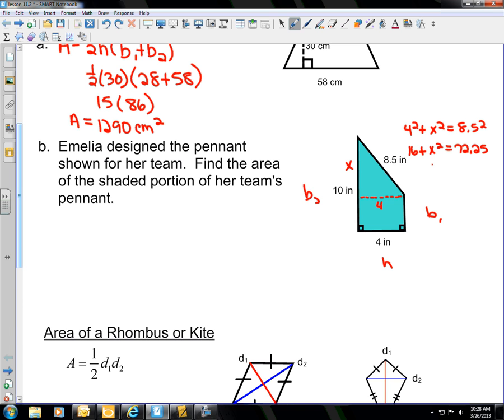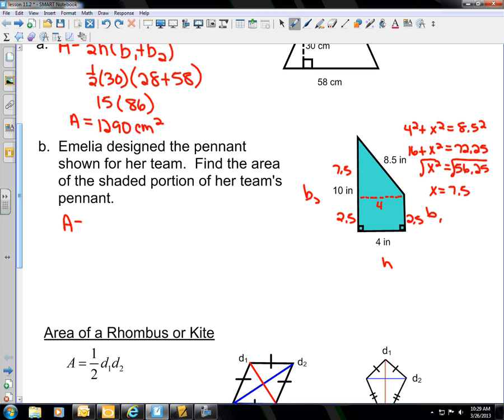Okay, subtract 16 from both sides. What's that going to give me? 56.25. Take the square root, and x is going to be 7.5. So I find this right here to be 7.5, which means the other part is what? 2.5. Which means this right here, the B1, is also going to be 2.5.